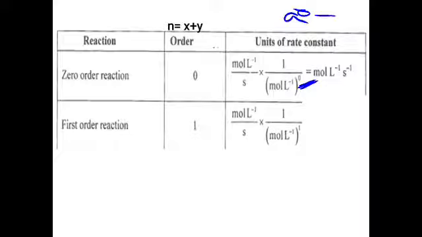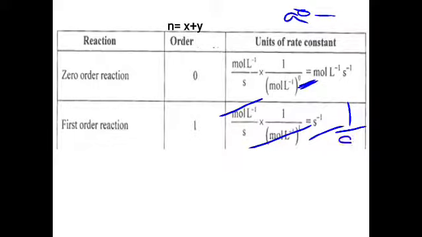So you can see what we can cancel out here. In the numerator you have mole per liter, in the denominator also we have mole per liter, so this could be cancelled out. Once we have cancelled the concentration terms, what is remaining? 1 by S. So 1 by S would be the unit. You can also write it as second inverse, 1 by S or S to the power minus 1. So this will be our unit for the first order.